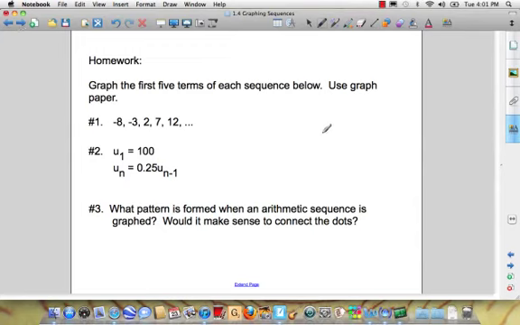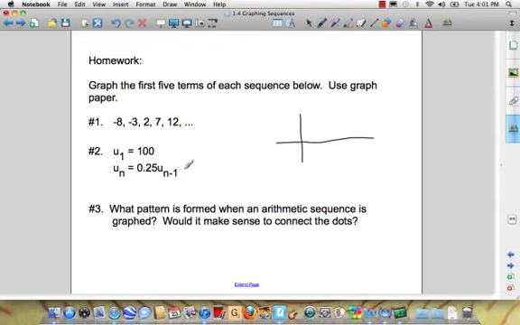Your homework is to graph the first 5 terms of these two sequences, numbers 1 and 2, and then I have a third question for you to answer in words. So on the first one, I've given you the first 5 terms, so you're just going to graph them. The second one, you have to figure out what the first, second, third, fourth, and fifth term are. You're also going to have to be careful to choose an appropriate scale.